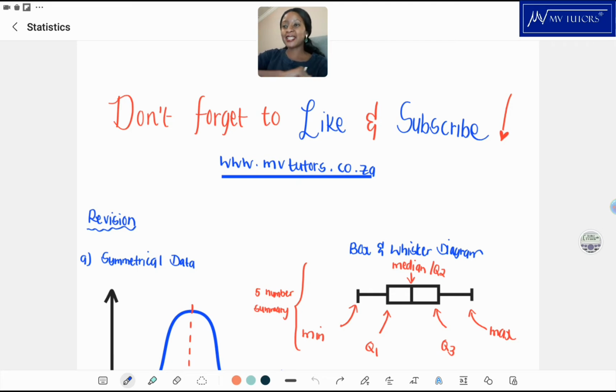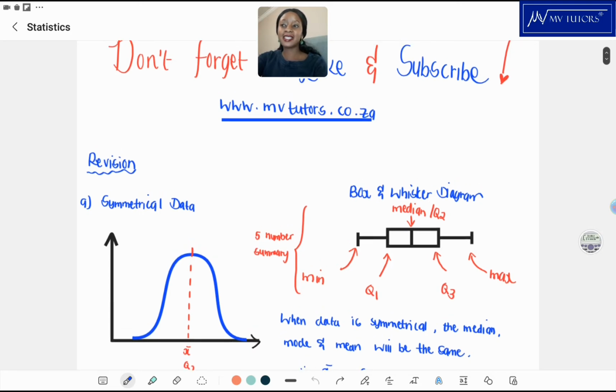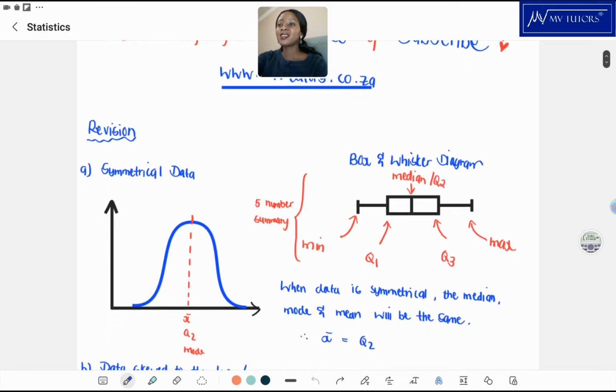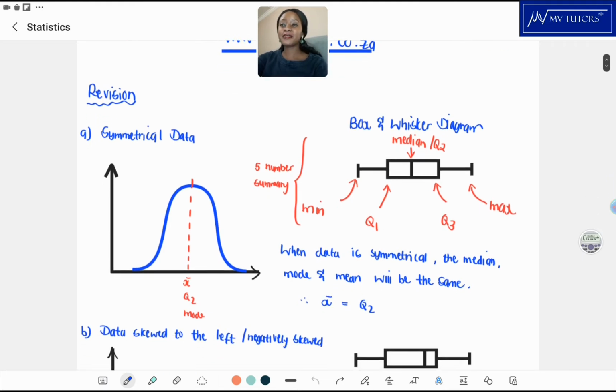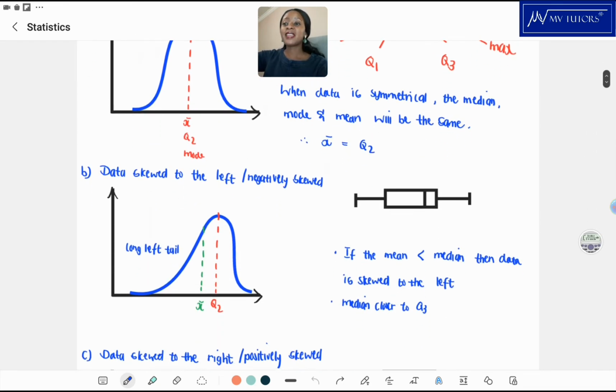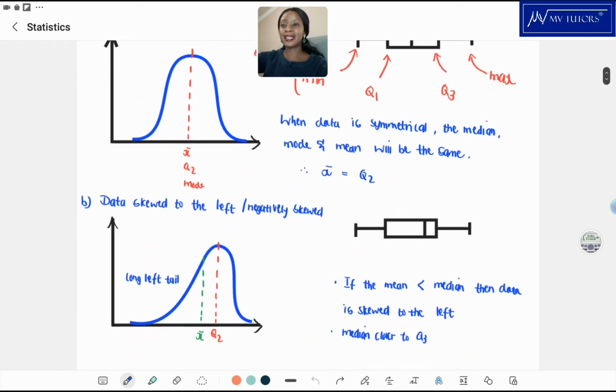Alright, so yes, with our revision, we're going to start with how we can plot the data that we get. On the left, I have the plot of the data, and on the right, I have the box and whisker diagram. And I hope you remember the box and whisker diagram. Okay, we're going to go through it. So you have symmetrical data firstly, then you have data skewed to the left, and you have data skewed to the right. But let us see.